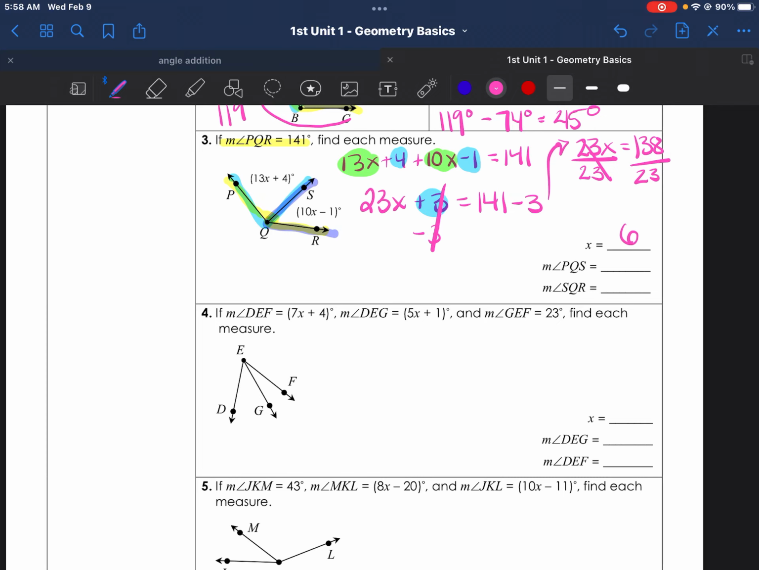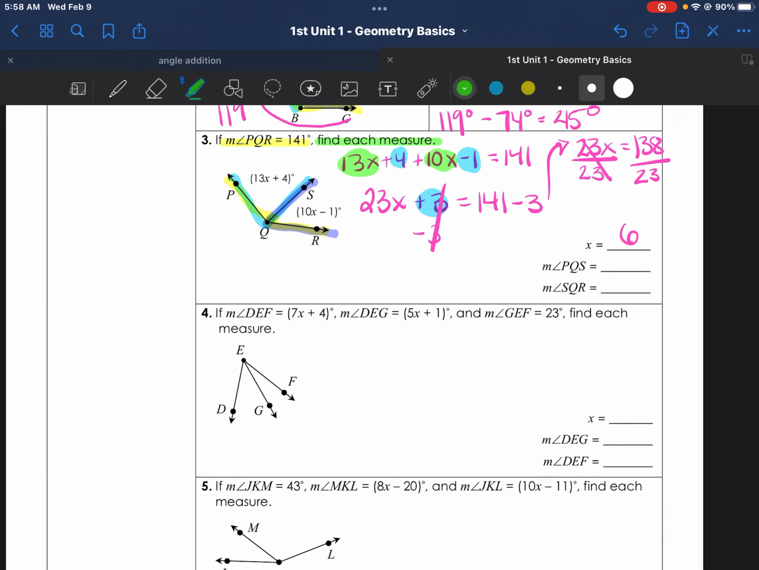Right? Now, the direction says, because we are scholars who read at grade level and above grade level, we read our directions. It says find each measure.